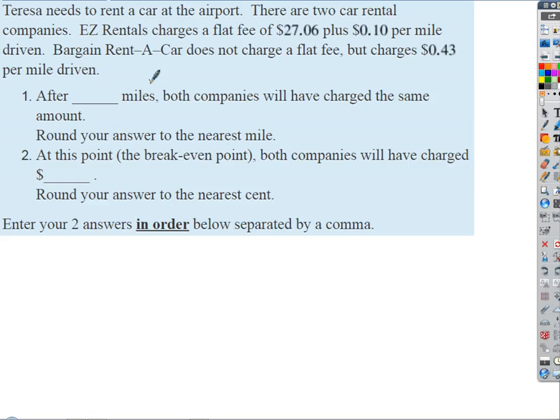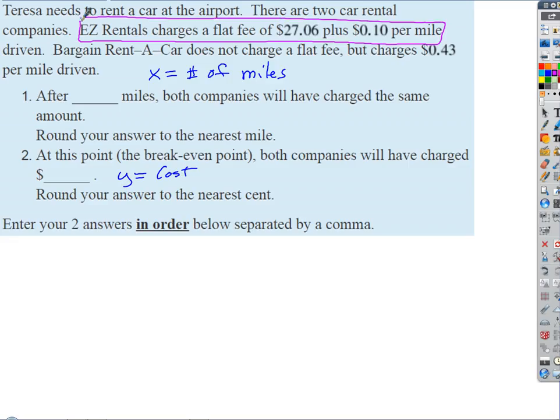And so what we're going to do, we're going to let x, which is typically our independent variable, equal the number of miles, and we'll say that y equals the cost of the rental. Okay, and so then we just got to come up with these two equations for the two different car companies. Well, let's kind of color code this. So Easy Rentals is going to be purple.